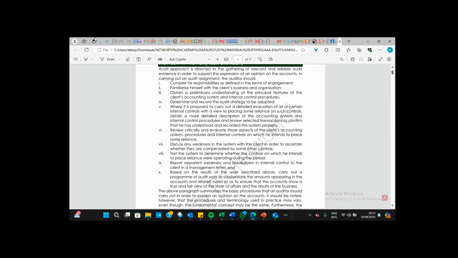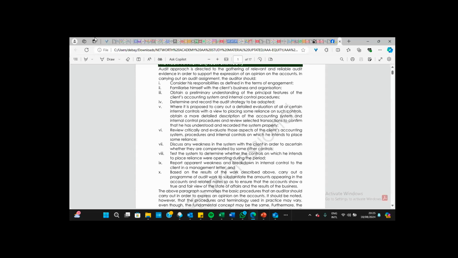For instance, you discover that your clients in their system don't carry out what we call bank reconciliation statement. That is, they cannot establish how much comes in and how much goes out on a daily basis and a monthly basis like that. They cannot establish. So because of that, what the auditor will do is highlight this as a weakness in the internal control.